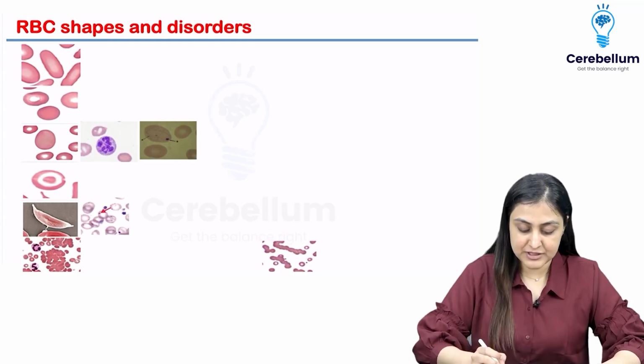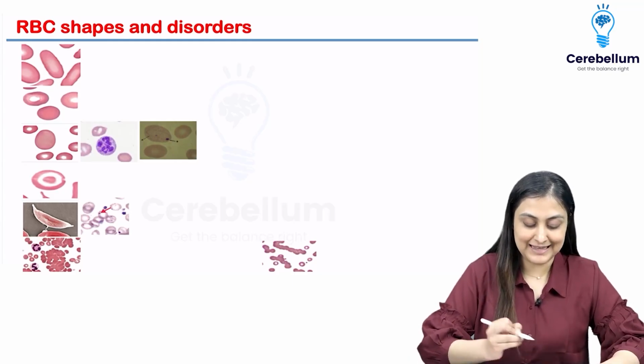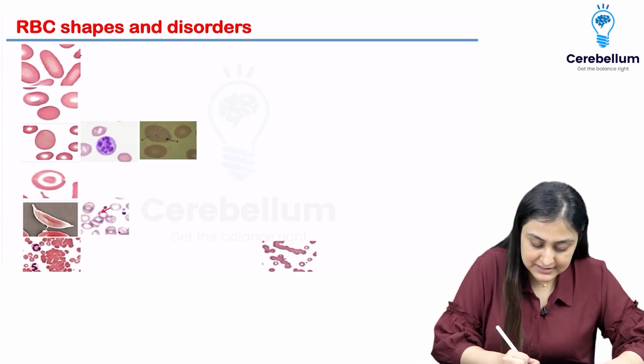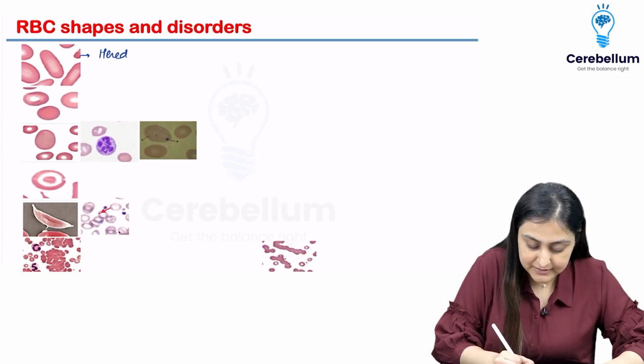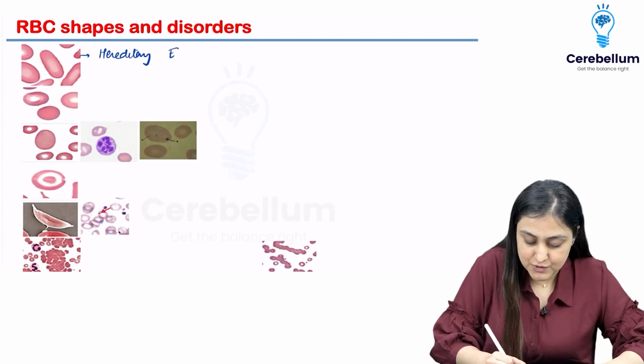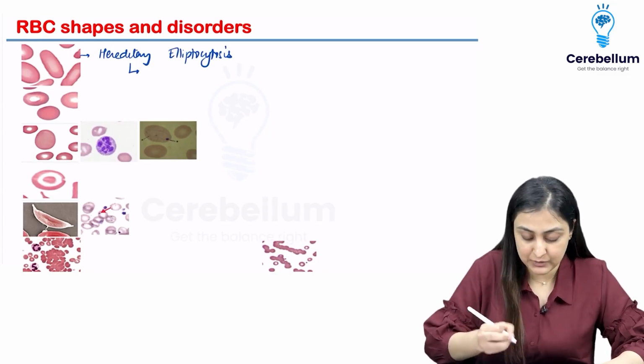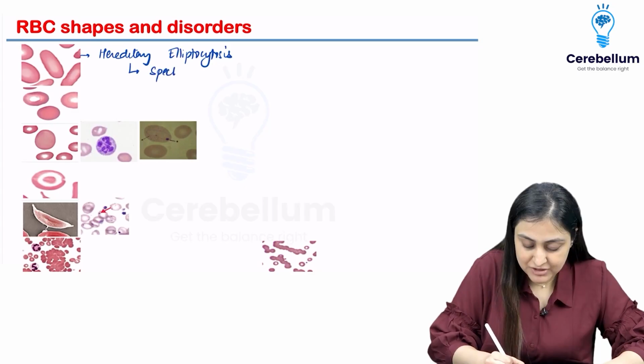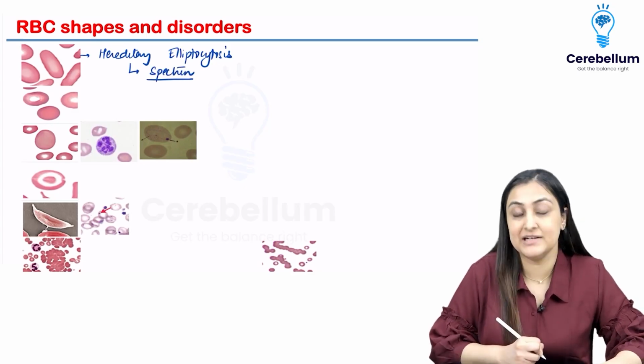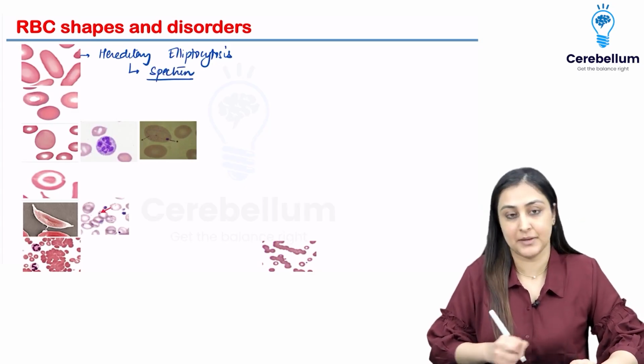Okay, so the first shape that you're seeing here is an elliptical shape. This is an RBC that is seen in hereditary elliptocytosis. Here you have a mutation in the membrane protein, which is spectrin. So this is an RBC membrane disorder. It is a hemolytic anemia.